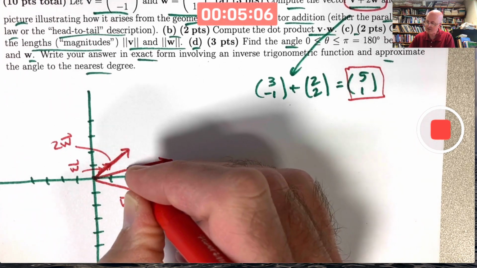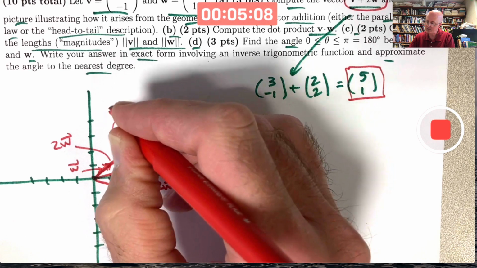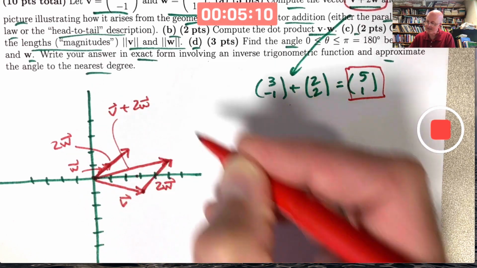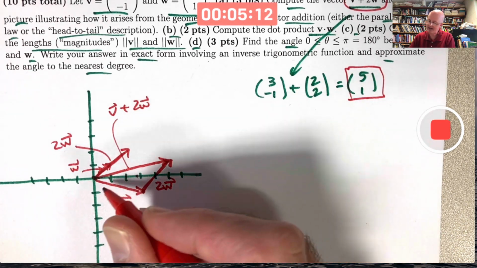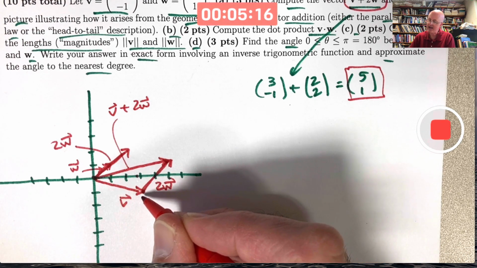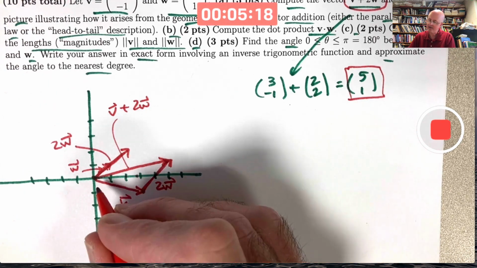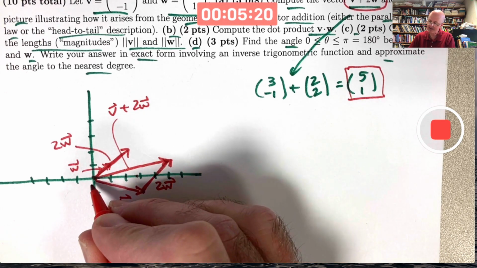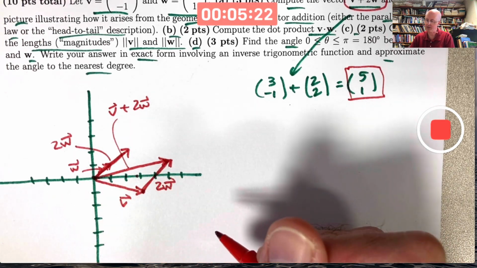So that vector right there, that is v plus 2w, and this head-to-tail description, again, takes the tail of 2w and puts it at the head of v, and once you've done that, v plus 2w starts at the tail of v and ends at the head of 2w.